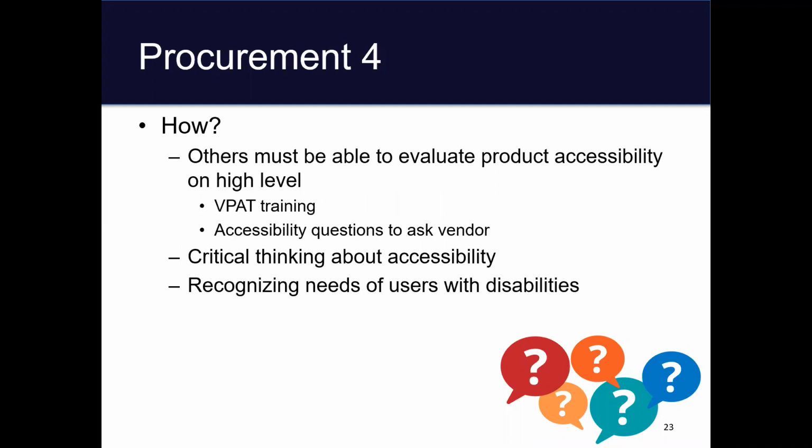In order to actually accomplish this, a lot of other people need to be able to evaluate a product's accessibility, at least on a high level. Training on how to read documents like a VPAT, a voluntary product accessibility template, is available through the W3C and through WebAIM, as well as through vendors like Site Improve Academy. In-house training has also been developed directing departments to ask questions about a VPAT. Training and discussions cause departments to think critically about accessibility and to recognize the needs of users with disabilities.